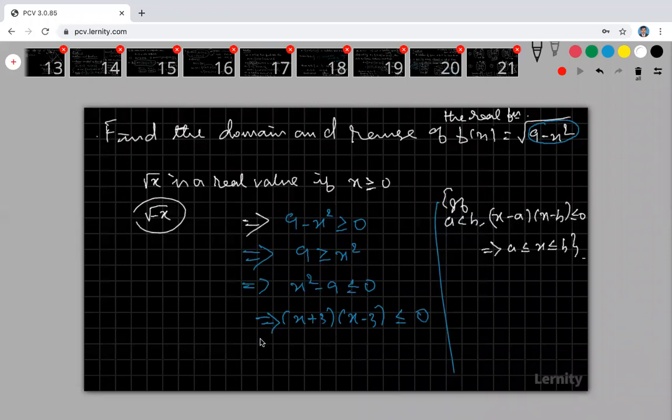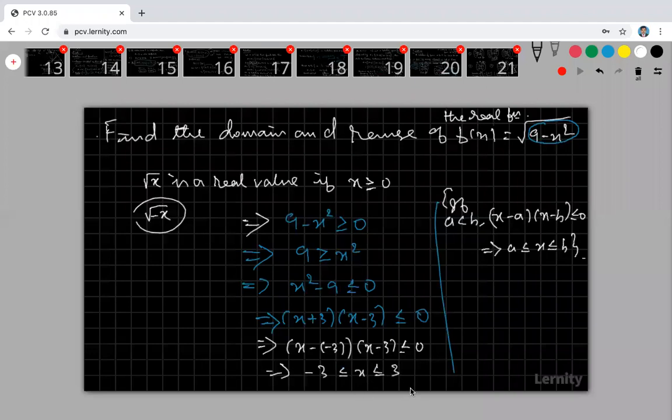So here I am taking that my a is this minus 3. So I can take it as x minus of minus 3, and this is x minus 3 less than or equal to 0. Actually, this is my a, this is my b, which implies my x lies between minus 3 to 3.